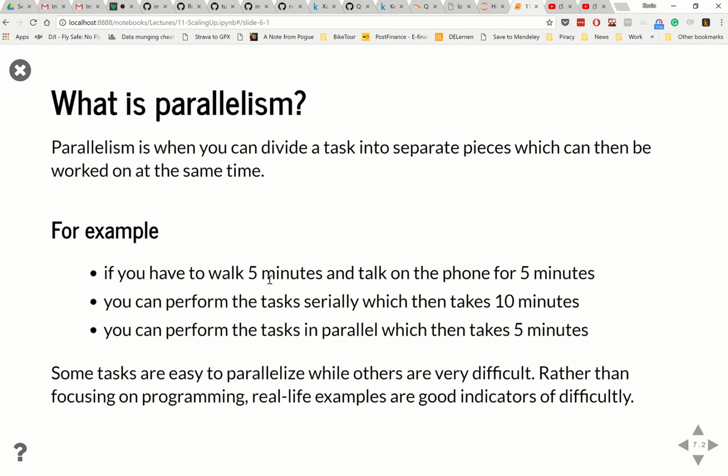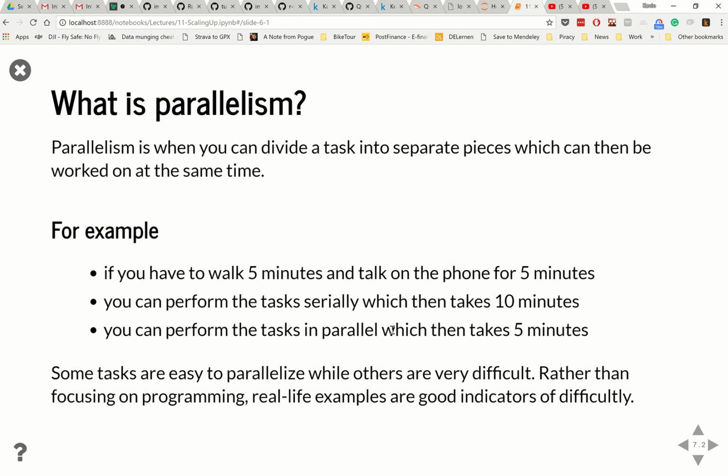Parallelism is as easy as it sounds. You divide a task into separate pieces which can be worked on at the same time. For example, if you walk for 5 minutes and then talk on the phone for 5 minutes, first I walk and then I talk, that would take 10 minutes. Or you could do both at the same time and take 5 minutes.